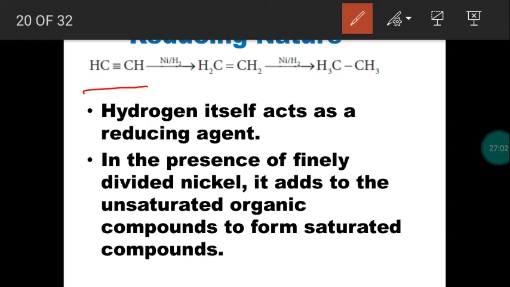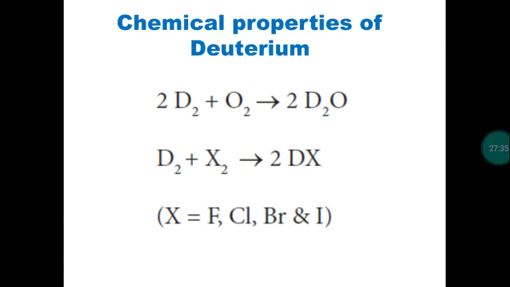It undergoes addition reaction. So the triple bond will be broken. We get this ethylene. With ethylene, again when we add hydrogen, you get ethane. So this is called a hydrogenation or addition reaction. So finally we get a saturated compound. Unsaturated compound becomes saturated by the addition of hydrogen in the presence of what catalyst? Finely divided nickel as a catalyst. Right? Finely divided powdered form of nickel as a catalyst. So hydrogen is a very good reducing agent. So with this, properties of hydrogen is over.